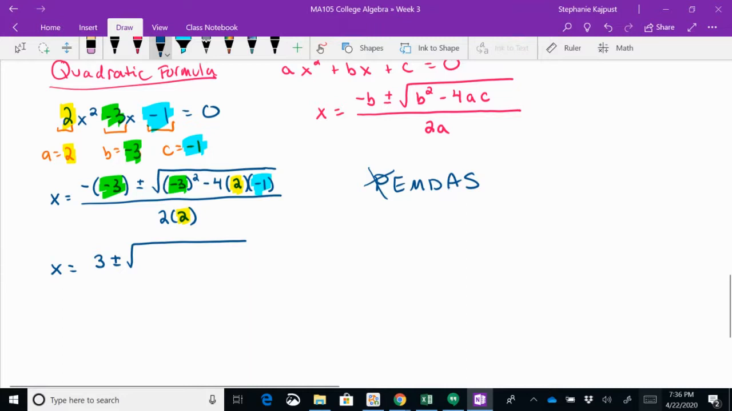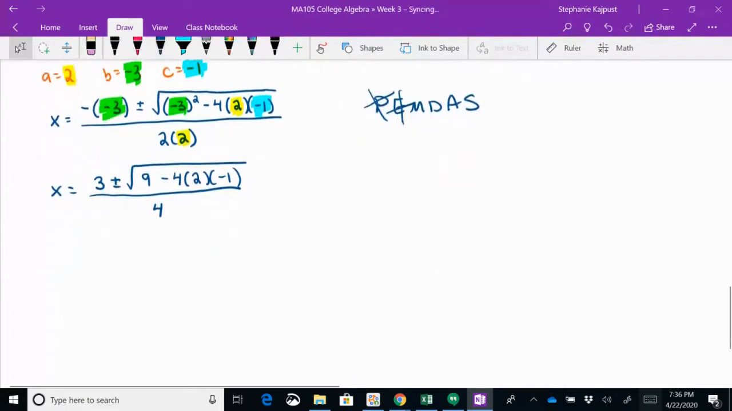So the next step is the exponent. So we have this negative 3 squared. So that's negative 3 times negative 3, so that's going to give us 9. And then I'm going to write this minus 4 times 2 times negative 1. And it's easy enough to just do the 2 times 2 on the bottom because that's the only thing you need to do in the denominator, so I usually just do that right away. So now I've taken care of my exponents. Next is multiplication and division. We don't have any division, so we're just going to do the multiplication that's inside the square root.